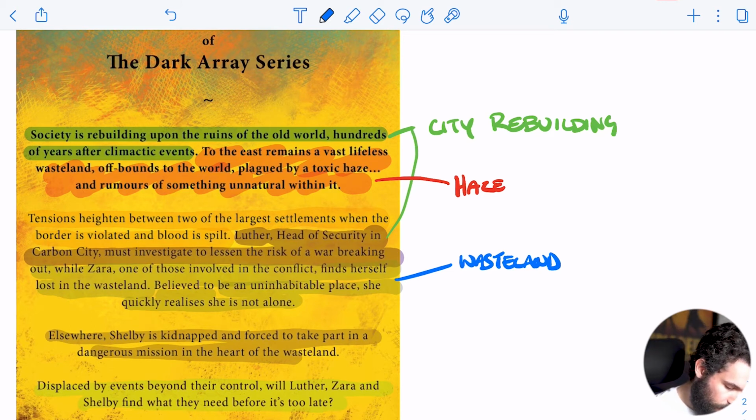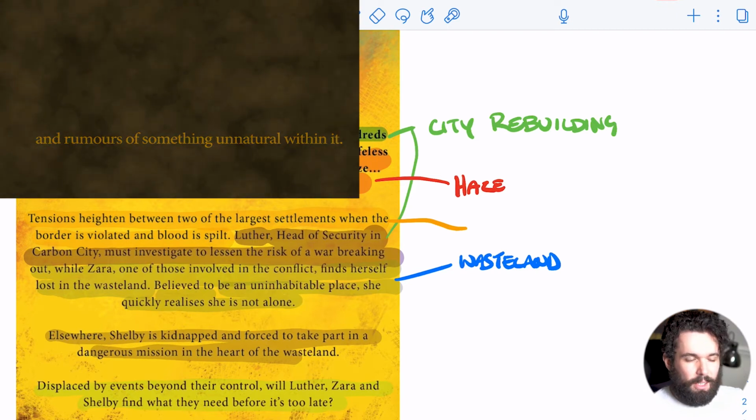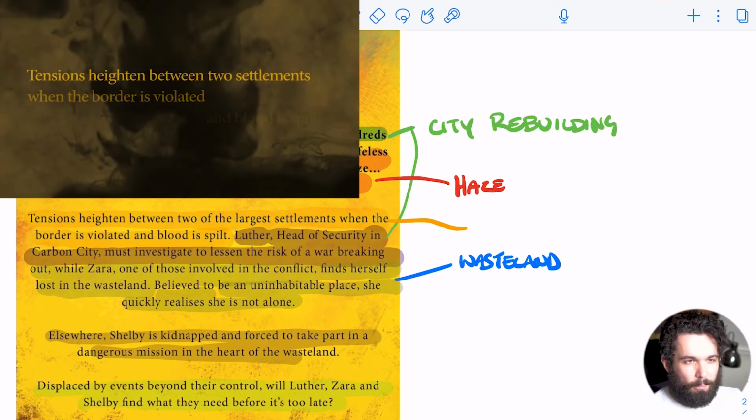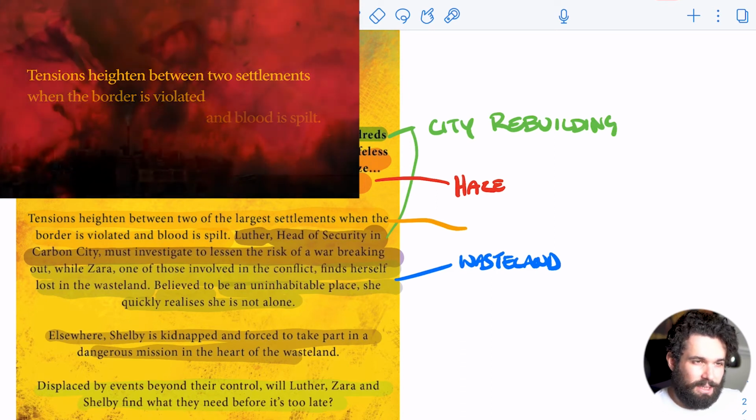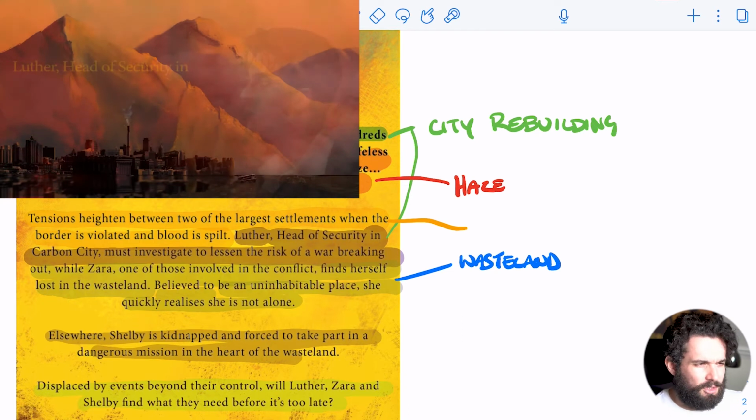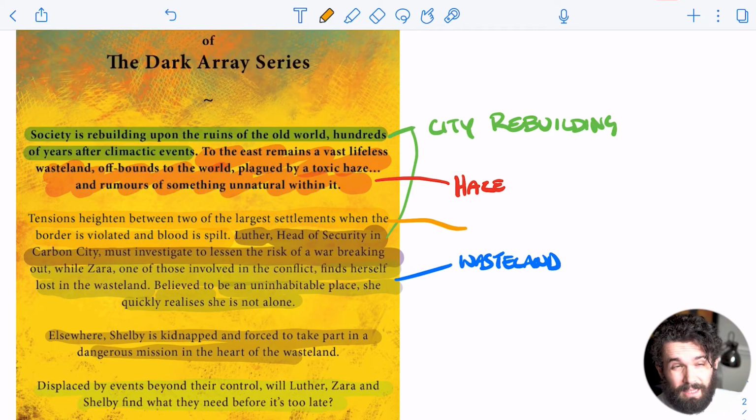And actually, I've just realized we've missed a bit. So this point here, we've got all the colors going on, haven't we? This bit here was tensions heightened between two of the largest settlements when the border is violated and blood is spilt. So I used the effect of blood in water. I think I downloaded it for free, or maybe just a couple of dollars off of a site. I think it was called Video Hive. You can buy videos for a couple of dollars and use them in your projects. There are also free alternatives as well.